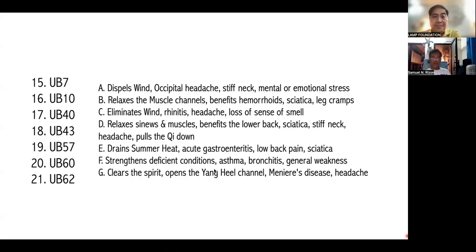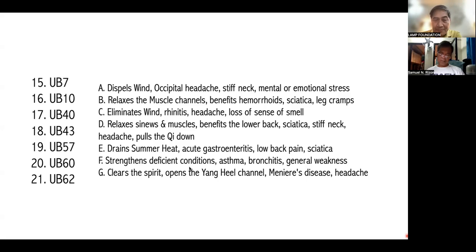Number 18. For number 18 po, Urinary Bladder, strengthening the deficiency conditions, asthma, bronchitis, general weakness. Okay, very good. Letter F po. Yeah, correct.